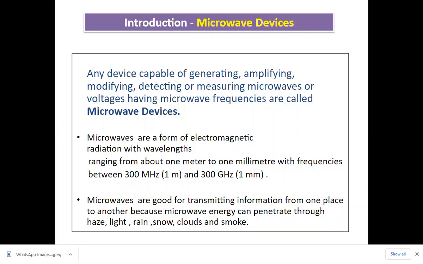Microwaves are a form of electromagnetic radiation with wavelength ranging from about 1 meter to 1 millimeter with frequencies between 300 MHz and 300 GHz. Microwaves are good for transmitting information from one place to another because microwave energy can penetrate through haze, light, rain, snow, clouds and smoke.